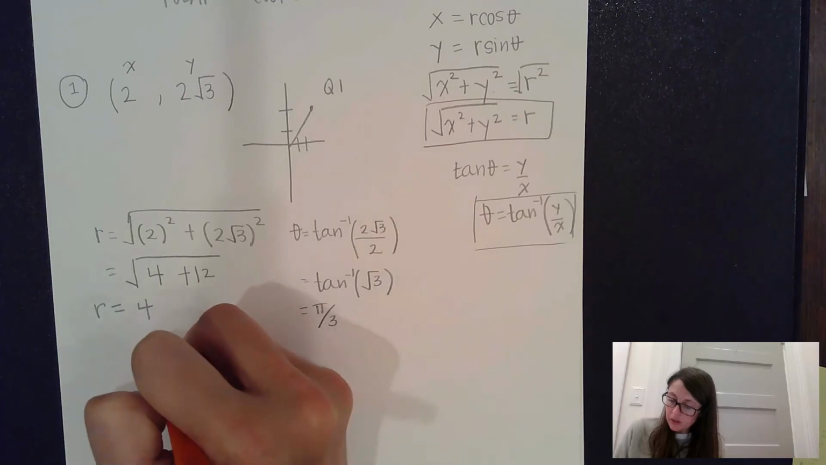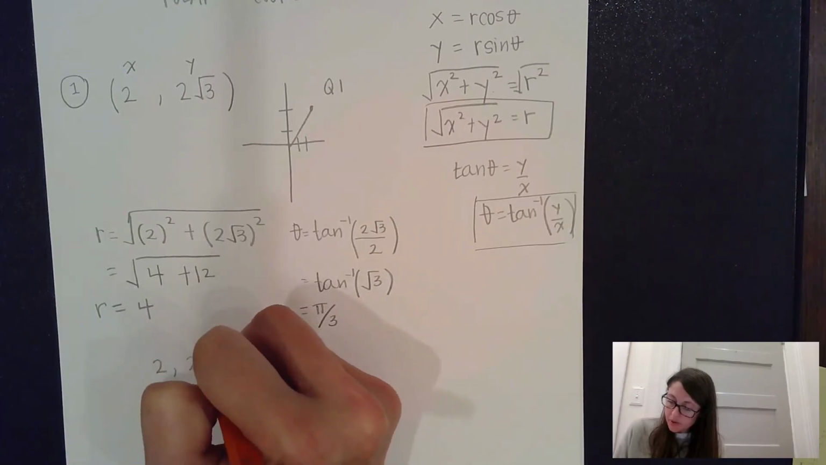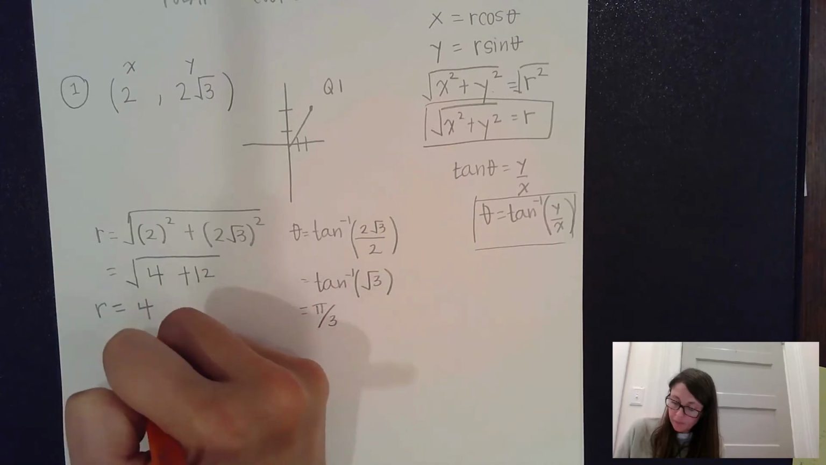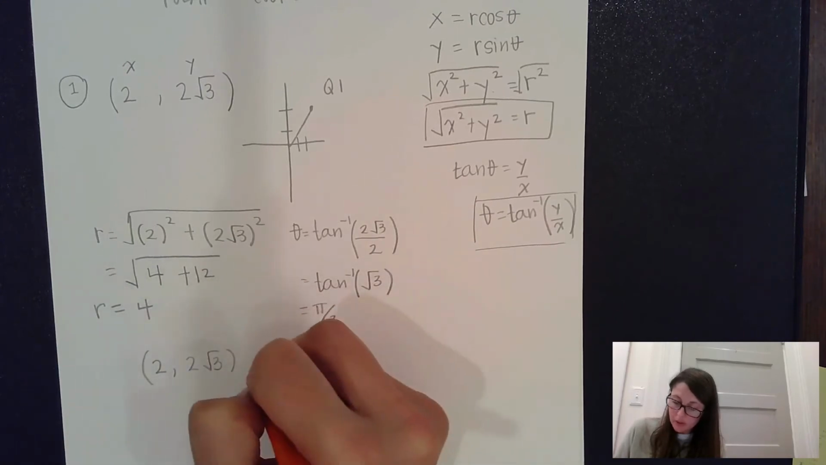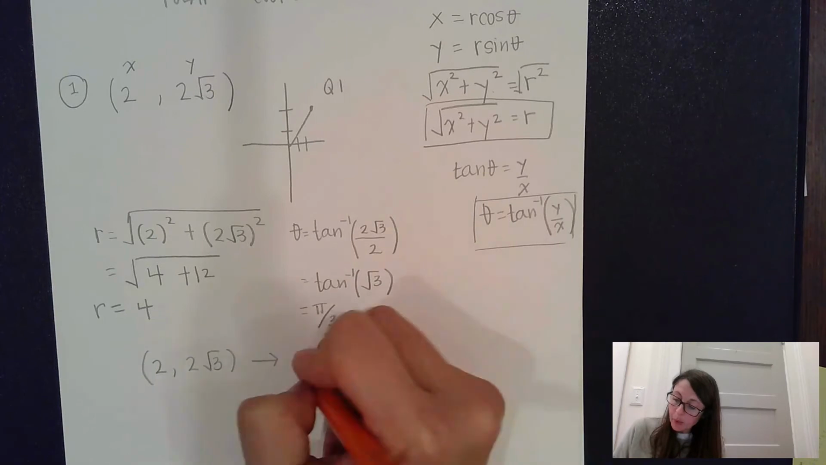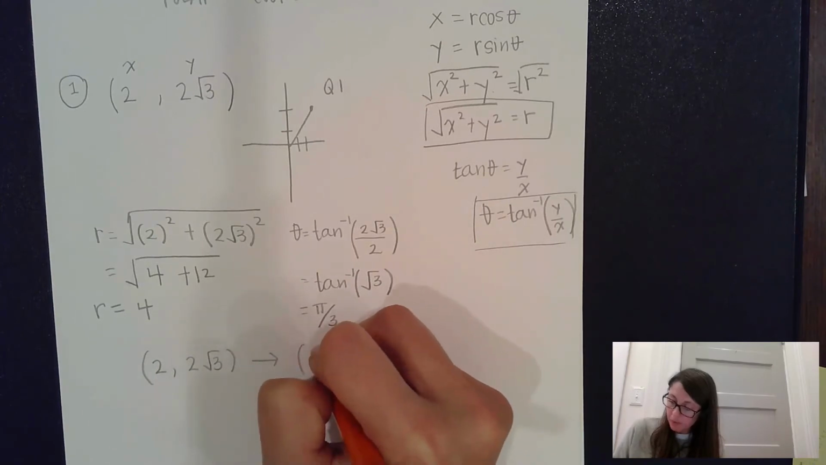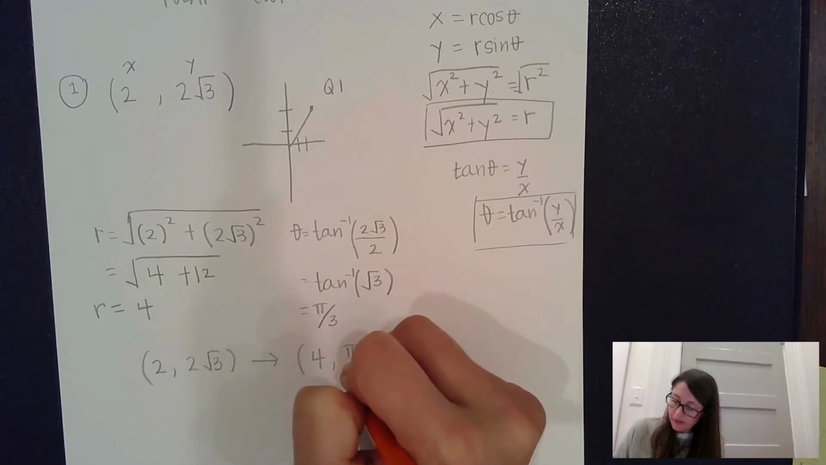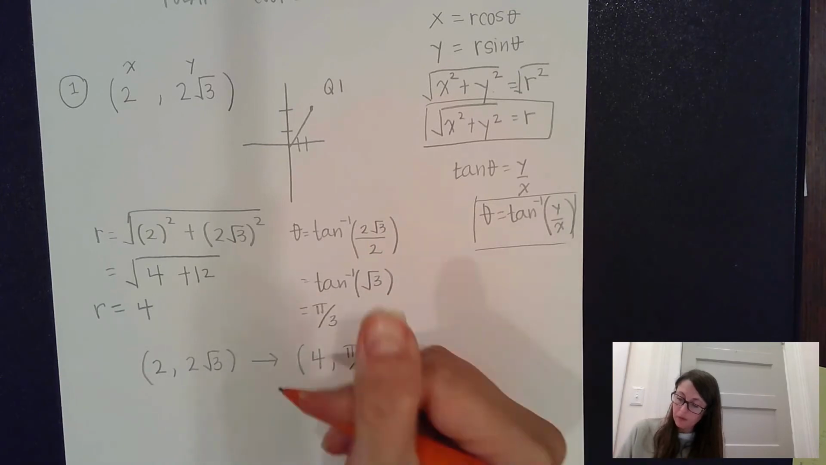So the rectangular coordinate will be 2 comma 2 square roots of 3, I'm sorry. And then the polar coordinate will be 4, and then pi over 3. Okay?